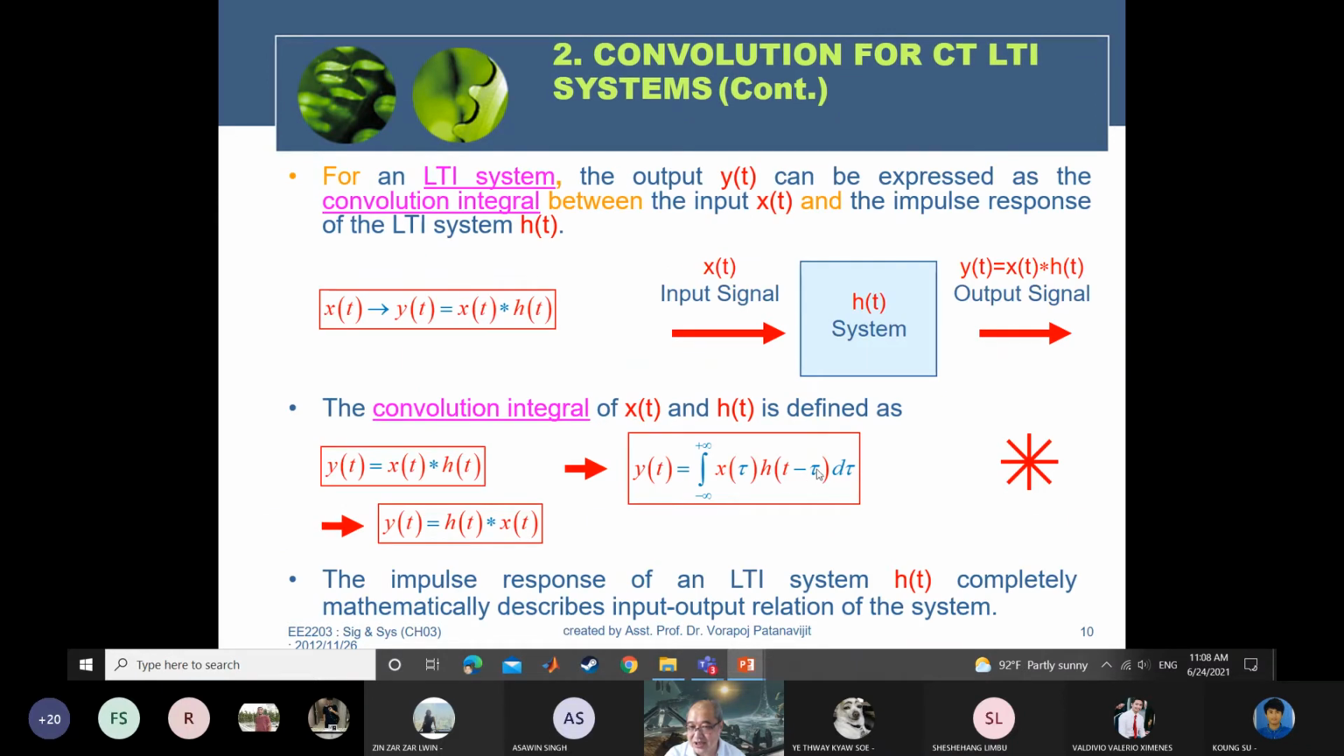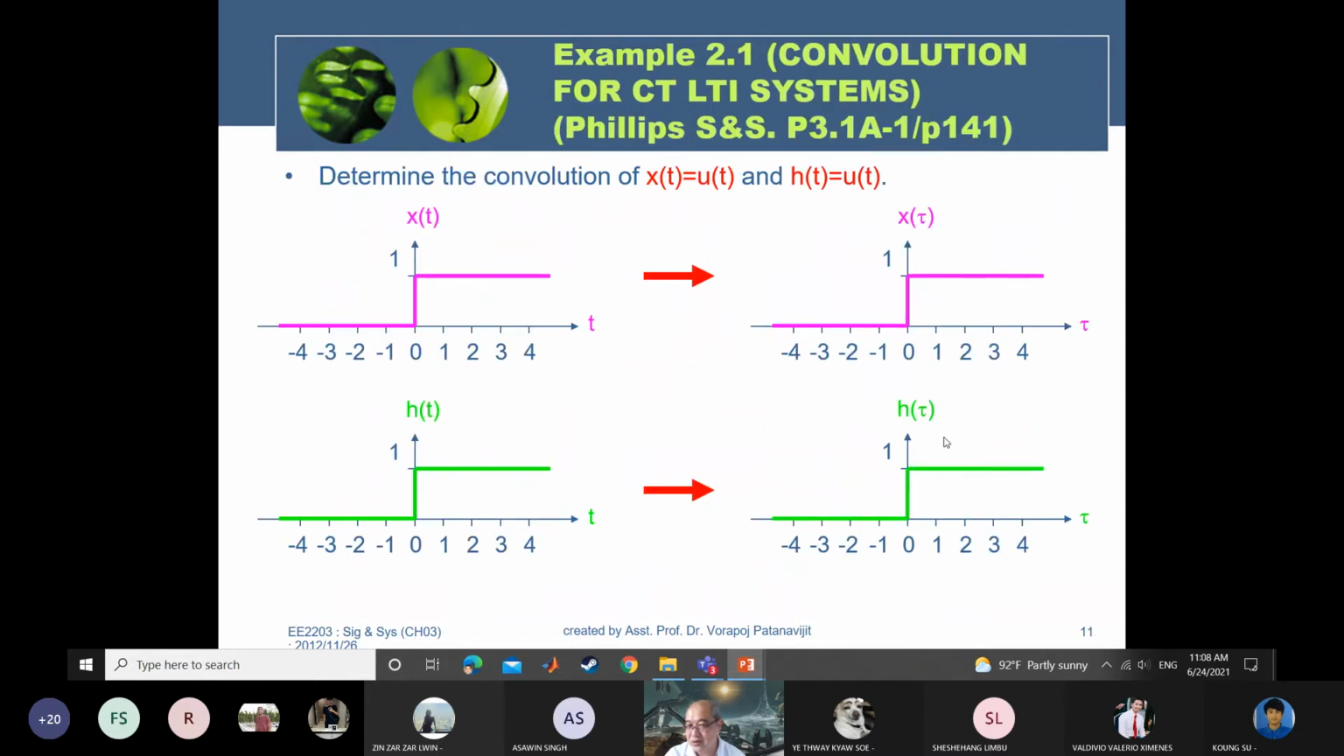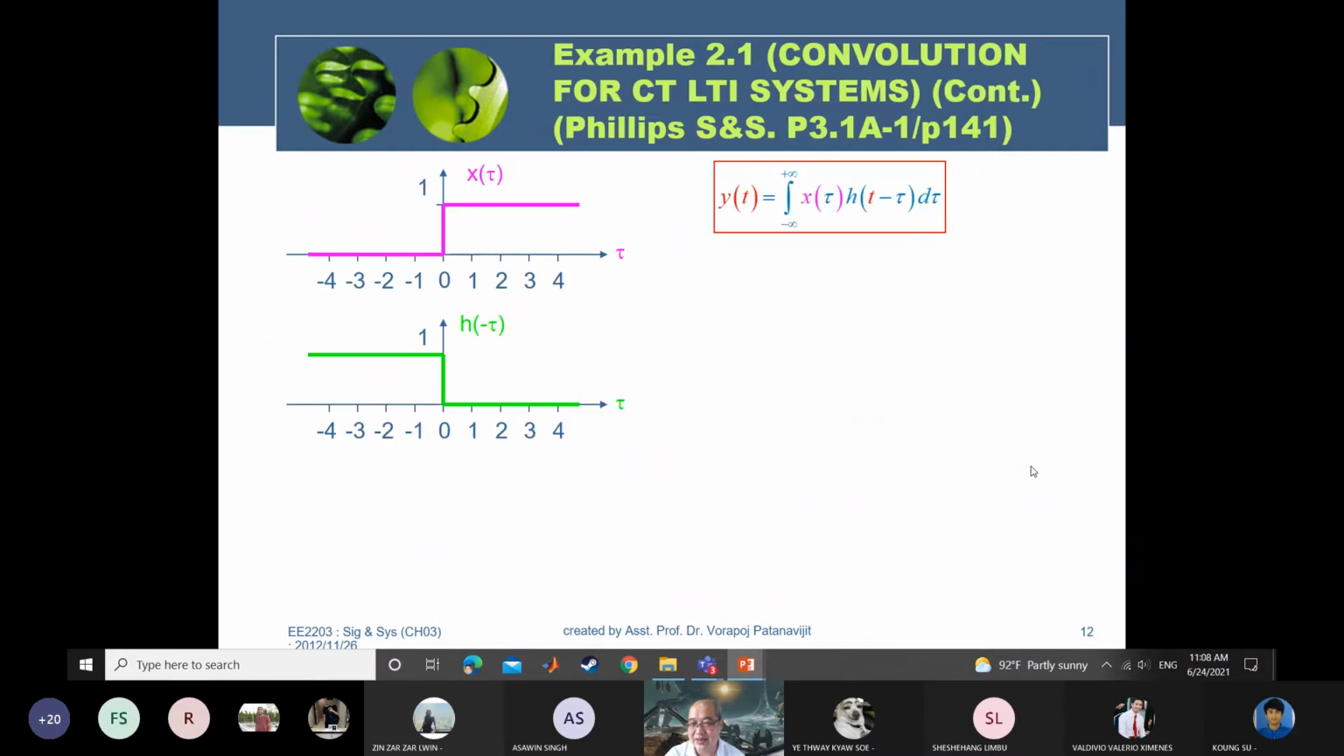From the equation, we need h(t minus tau), right? How to determine h of minus tau? It means you determine its time reversal, where you flip it with respect to the vertical axis. Now the signal is already in a suitable format to process in the next step.